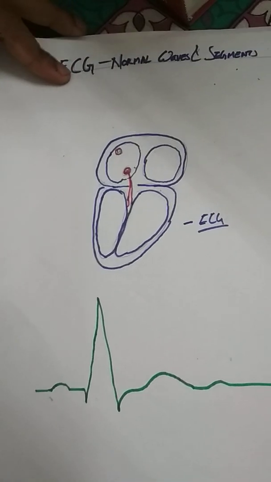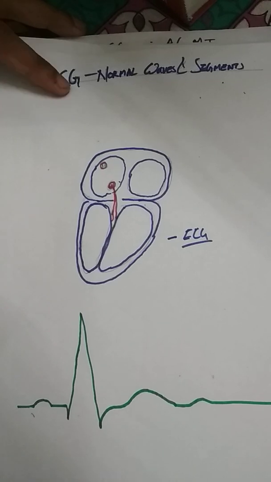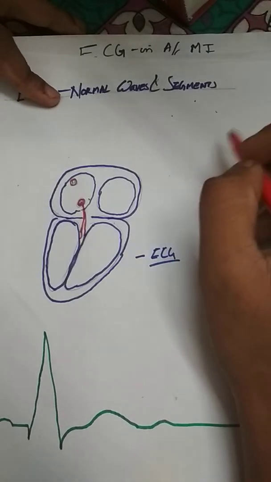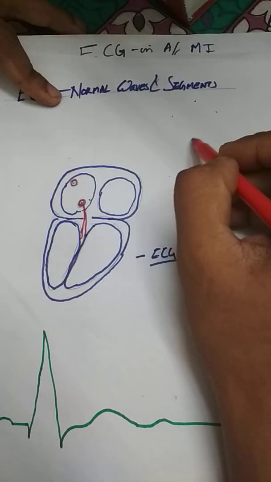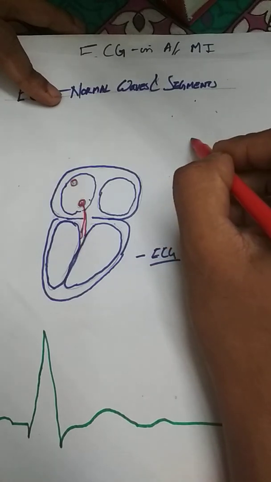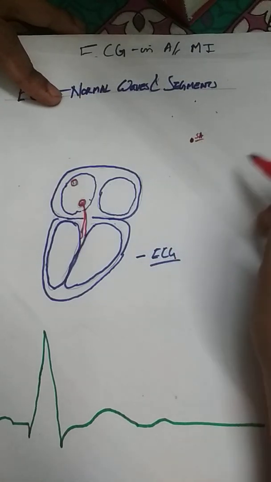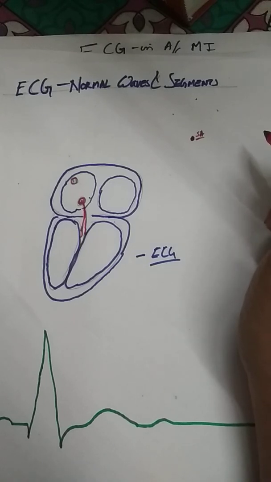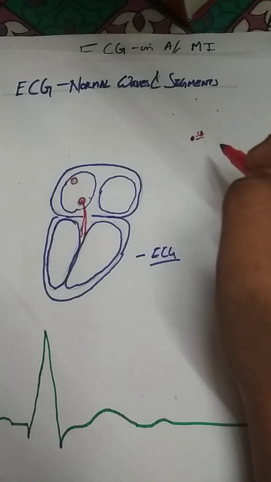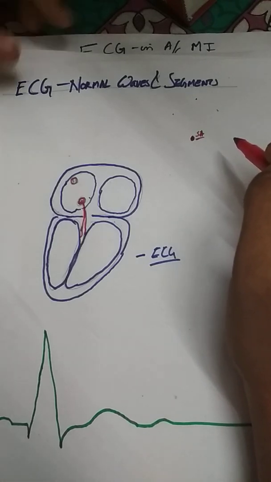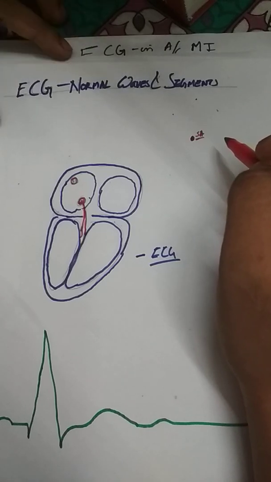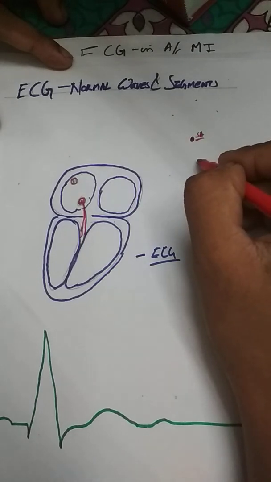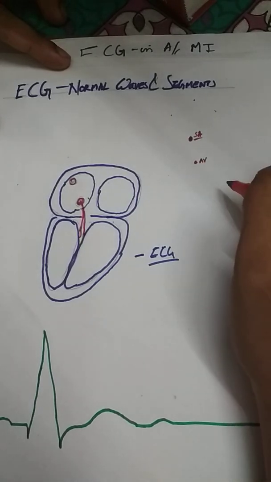Before going on to the ECG, first we should know the normal conducting system of the heart, so we will have a revision of it. For theoretical purposes, we can say that electrical activity begins in the SA node. Most of you might know that it's a theoretical part. In a normal person, the electrical impulses are produced in the SA node and transmitted to the AV node.